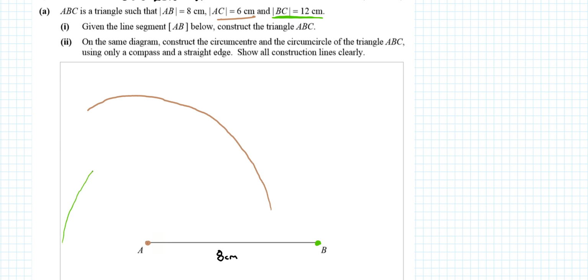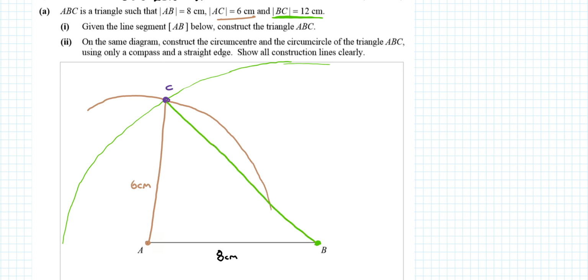And draw in an arc of length 12 centimeters. Where those two arcs cut each other is going to be the point C. This distance here is 6 centimeters, making sure you're using a ruler, and this length here is 12 centimeters. Then it says on the same diagram, construct the circumcenter.